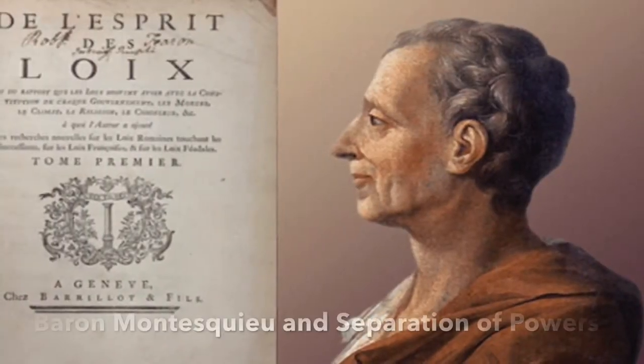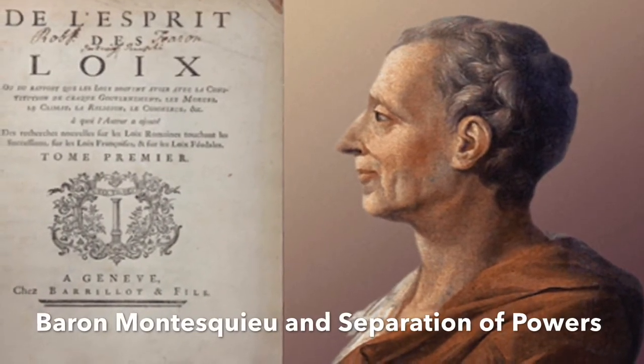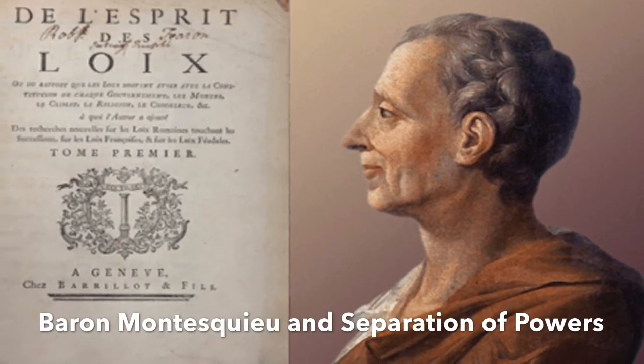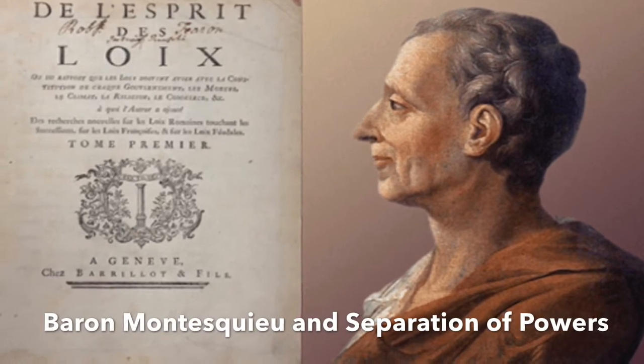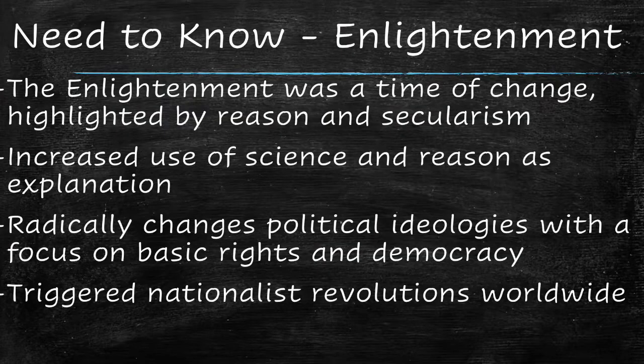A philosopher named Baron Montesquieu challenged the ways in which government had always been done before, specifically the absolute power system, encouraging a separation of powers that had three branches of government, very similar to what we see in the United States today. What you need to know about the Enlightenment is pretty simple.